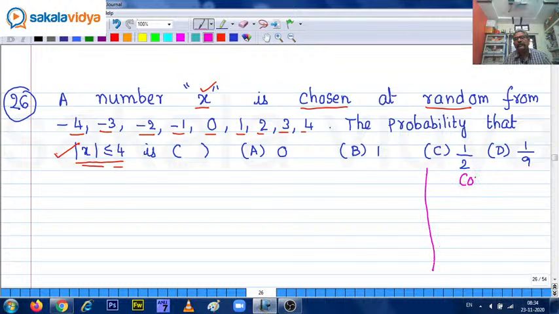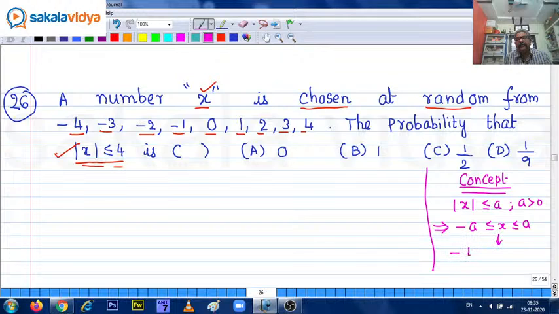First we need to discuss the concept of mod x less than or equal to a, where a is a positive number greater than 0. This means that x lies between negative a and positive a: minus a less than or equal to x less than or equal to a. So for this condition we can write -4 less than or equal to x less than or equal to 4. That means we need to select a number between -4 and 4. How many such numbers are there? -4, -3, -2, -1, 0, 1, 2, 3, 4.